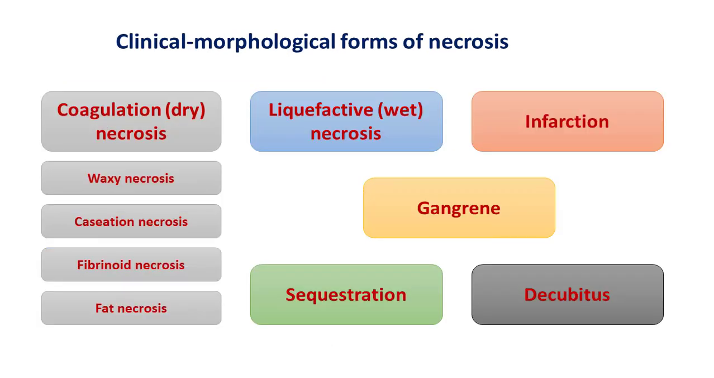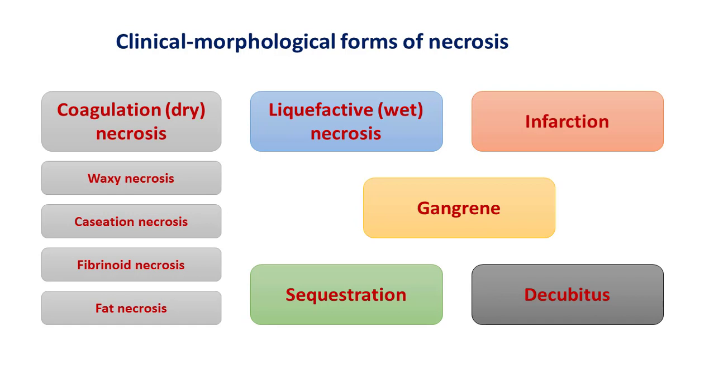The main classification of necrosis is the clinical morphological classification. According to this classification, the following types of necrosis are distinguished. Coagulation necrosis, also called dry necrosis. This type of necrosis occurs in tissues poor in water and rich in proteins. Types of coagulation necrosis are waxy necrosis, cessation necrosis, fibrinoid necrosis, and fat necrosis. The next type is liquefactive necrosis, also called wet necrosis or colliquation necrosis. This necrosis occurs in tissues poor in proteins and rich in water.